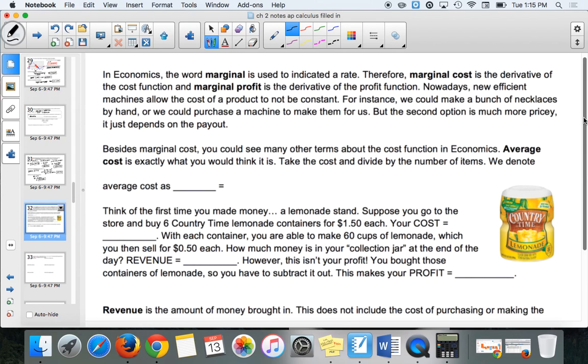So nowadays, new efficient machines allow the cost of a product to not be constant. I gave an example. My aunt makes necklaces. She goes to little art fairs all over the state and sells necklaces, okay? Maybe it costs her like $10 to make a necklace, but then she sells it for $35. So she's making a profit of $25 per necklace, right? It takes her a long time to make them, though, and she spends a lot of her time making these necklaces.